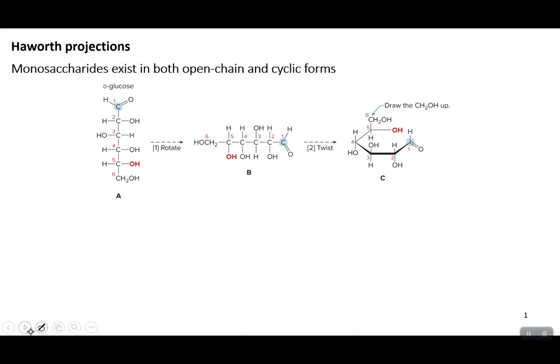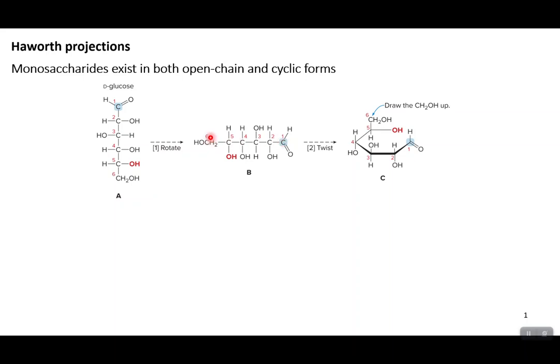So first, we're going to start with our open chain or linear or acyclic form of our carbohydrate. All of those terms mean the same thing. And then try to visualize this carbohydrate as being rotated over on its side, where now carbon 1 was here, and now it's over here on the right-hand side, and carbon 6 is now on the left-hand side.